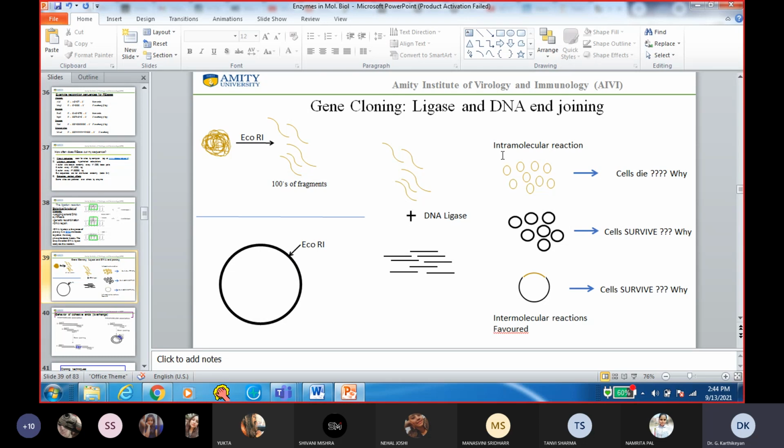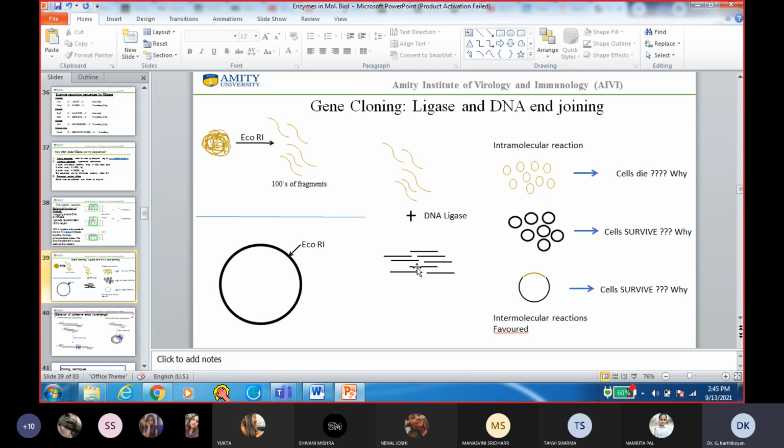When you do a ligation reaction, you have intramolecular reactions. That means this fragment can ligate back on itself, the vector can ligate back on itself, or you can have the intermolecular reaction where the vector picks up fragments of the genomic DNA. This is the most favored reaction. When we set up the ligation reaction, we use a large excess of the vector compared to the insert, so that there are higher chances of this getting ligated.